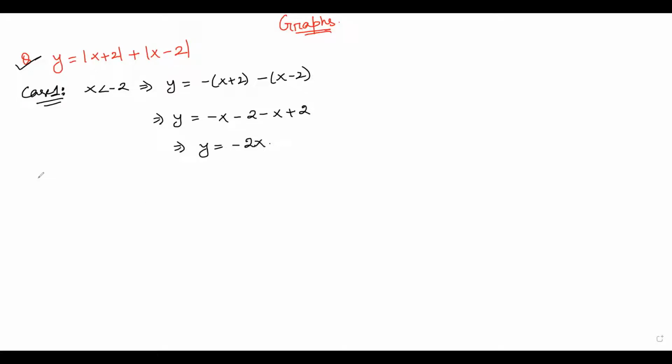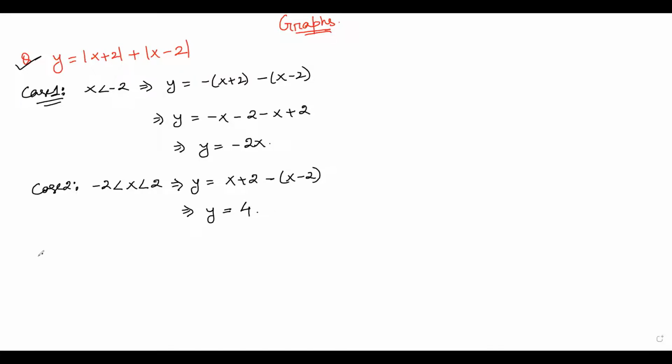In a similar way, if we take the case 2, when x is lying between minus 2 to 2, this would be y equal to x plus 2 minus of x minus 2. As between minus 2 to 2, x plus 2 would be positive and x minus 2 would be negative. So that's why mod of x plus 2 is opened as x plus 2 and mod of x minus 2 is opened as minus of x minus 2. So again, if we simplify this, this would be y equal to 4.